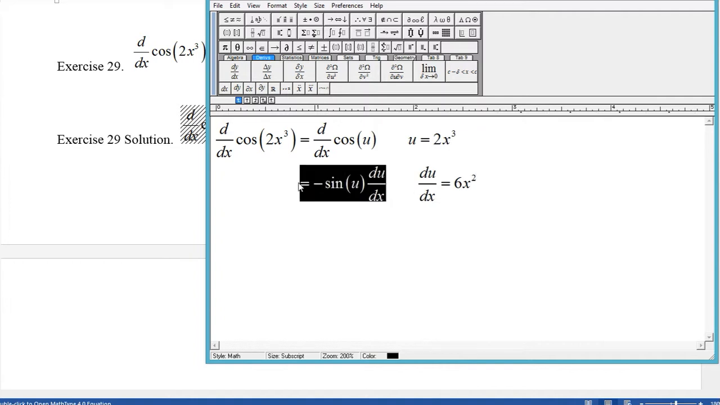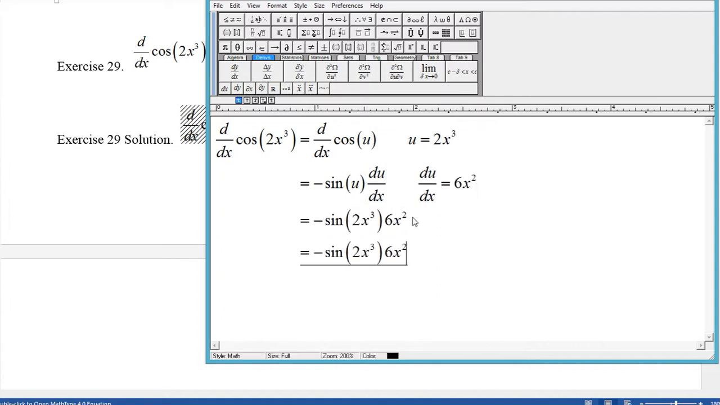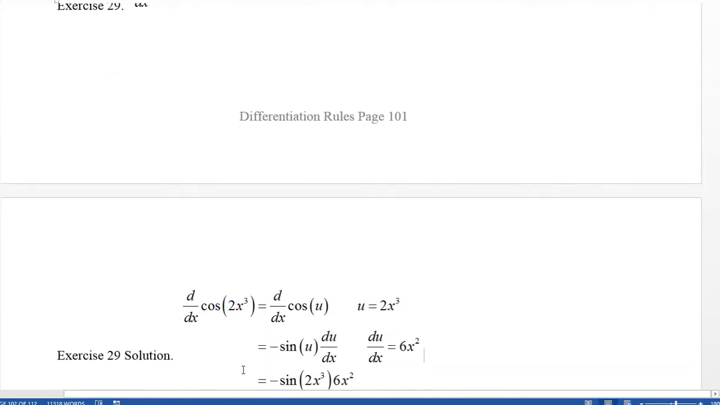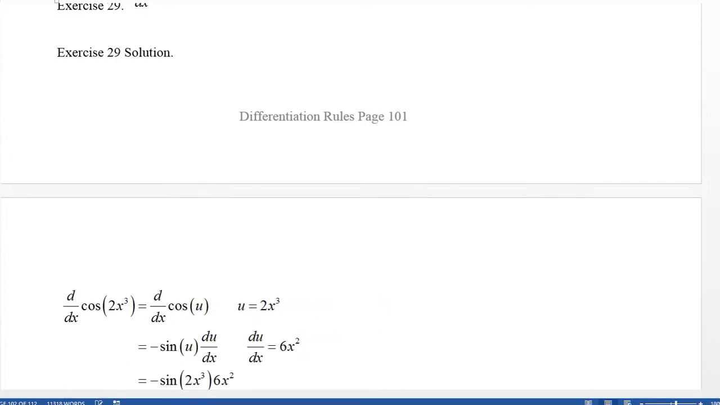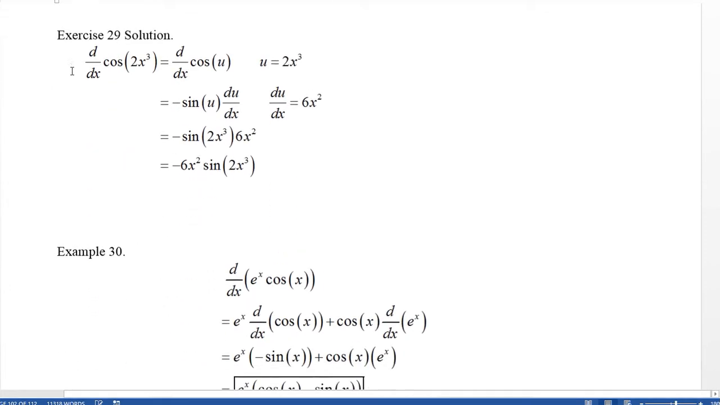So now, in the next step, I can substitute in u is 2x cubed, du over dx is 6x squared. There's the answer. Usually you'll write it this way. We'll put the 6x squared in the front with the minus sign, and we'll leave it like that. Okay? Now, perhaps as you get better at this, you'll get to the point where you can actually do that problem entirely in your head.